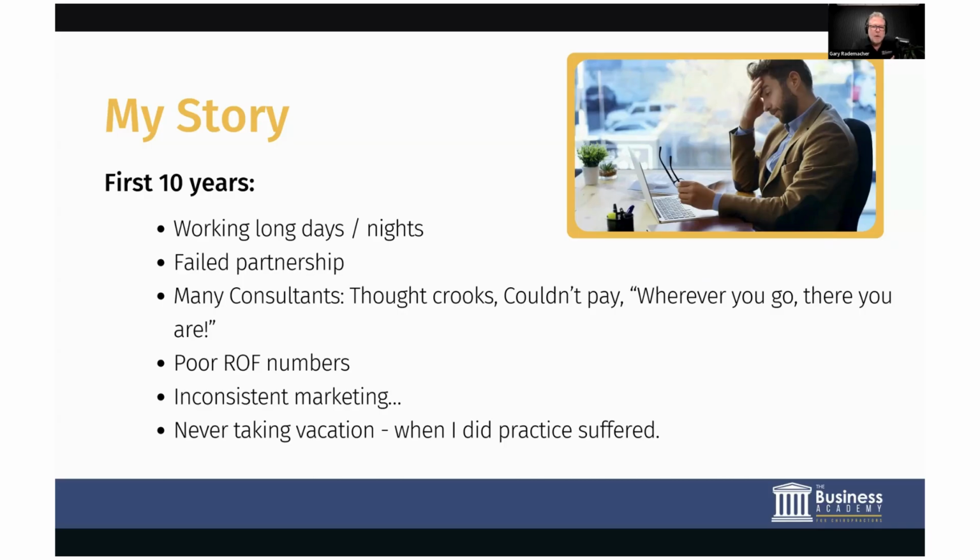Along that journey, I had a failed partnership. I went into business with a friend I graduated school with, and that didn't go well because we had a different vision. We weren't lined up properly. I had many consultants the first 10 years, and I always got something out of consulting, but it never helped my closing percentage, and that's where I was really struggling. I had around a 35% close rate.